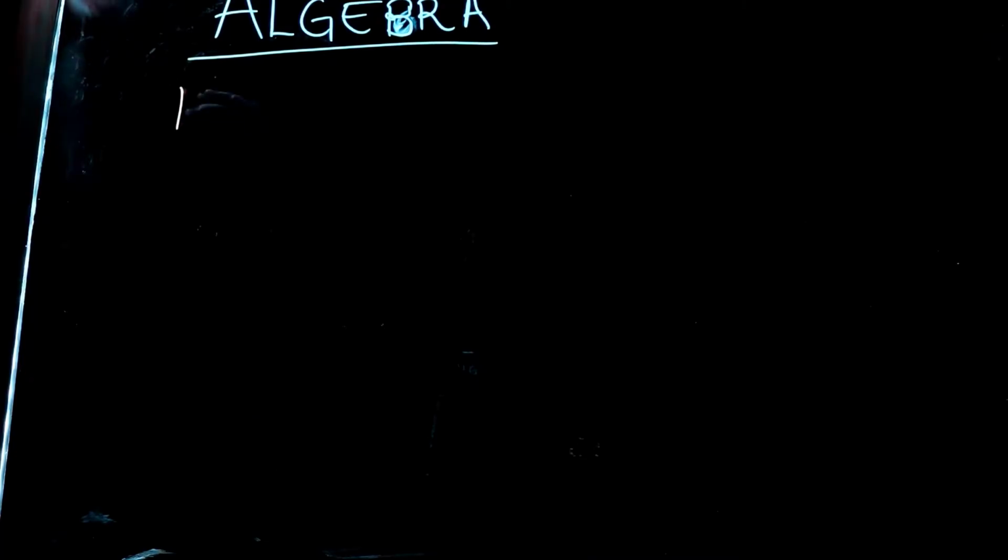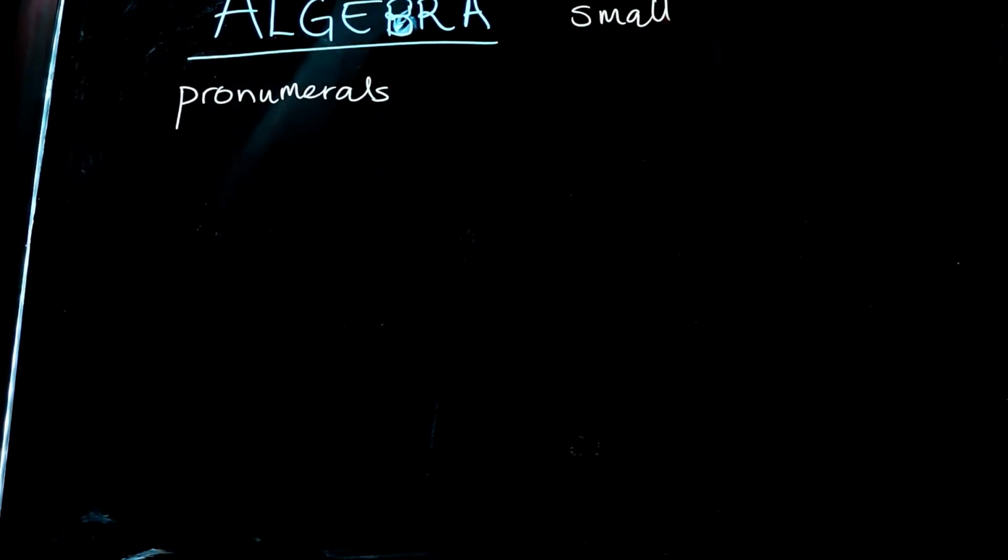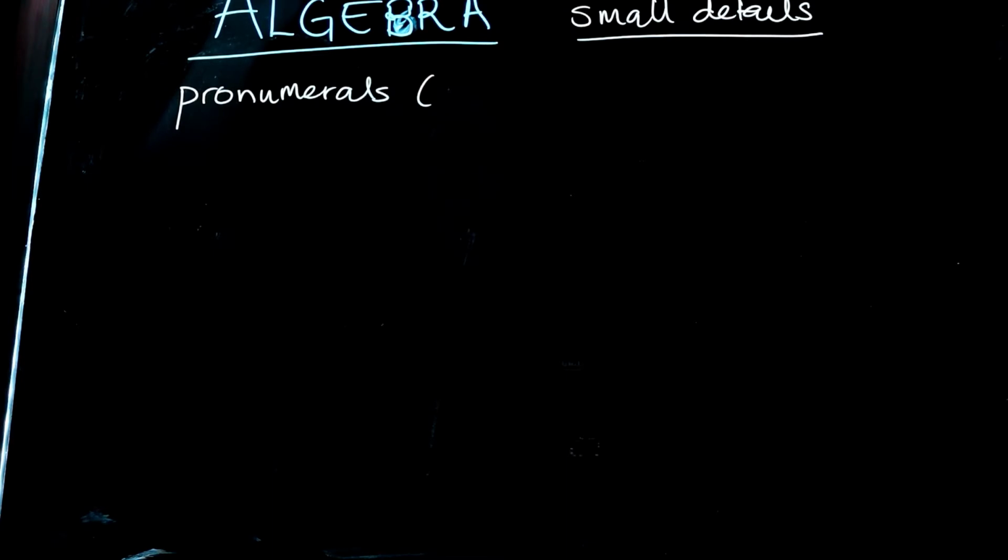Now I've just cleaned the board. I just want to talk more about these pronumerals, and I'm going to call this section the small details. They're things that we need to know, okay? For example, these pronumerals, these letters, they could be any letter of the alphabet. They could be uppercase, lowercase, generally lowercase through to Z.